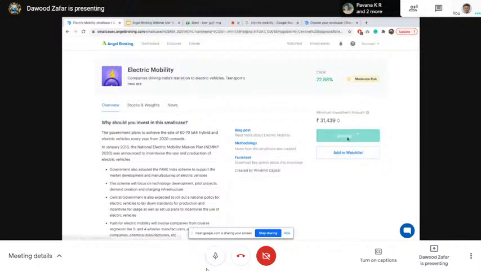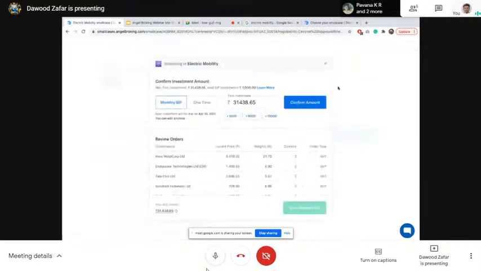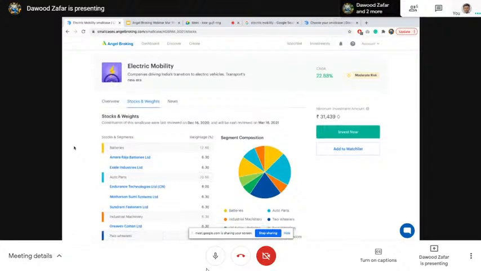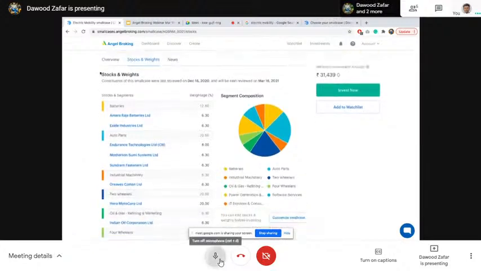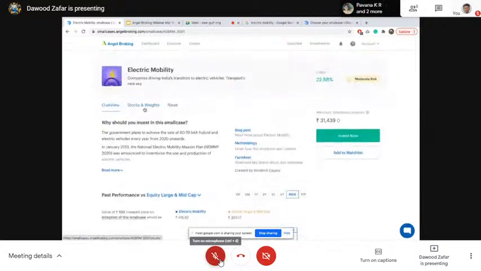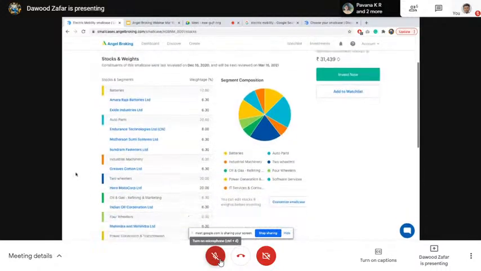Can you also show the stocks and weightage in this electric mobility? What all the stocks have been added? I'll show that. I forgot to show this actually, I was about to show. After this overview, we can always come to stocks and weights.